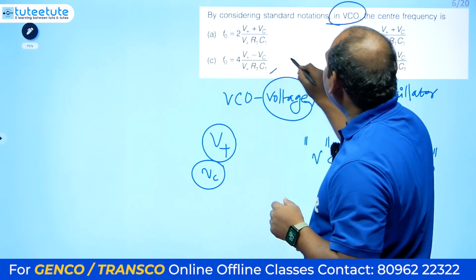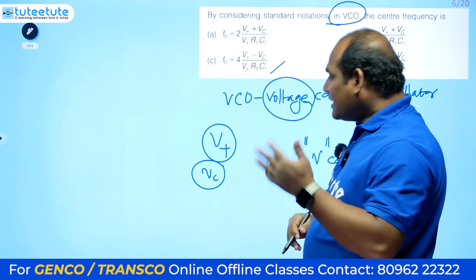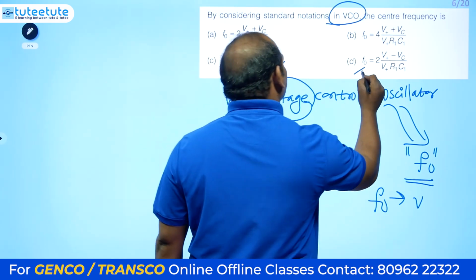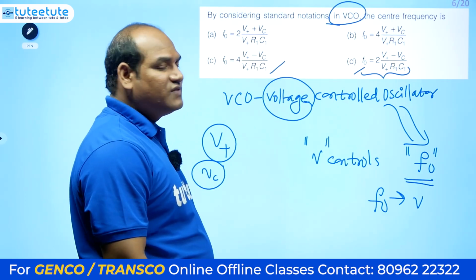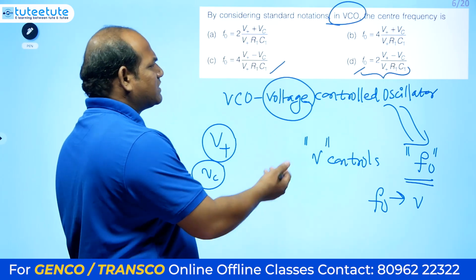But in option C and option D we have a difference only. Which is the exact one? If you see the operation of that one, you can remember this particular value, that is 2 times (V plus minus VC) by (V plus R1 C1). That is the equation you need to follow. Try to remember that particular equation.